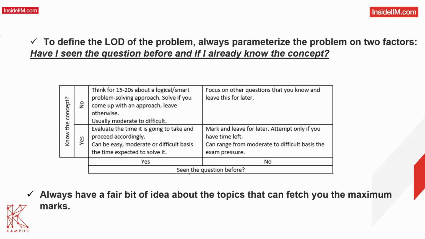To define the level of difficulty, always parameterize the problem on two factors. Have I seen the question before? And do I already know the concept? With the above approach, you shall be able to identify close to 70% of the doable questions that should take around 25 to 30 minutes, and the rest 5 to 10% of the questions to be done in the remainder of the time.